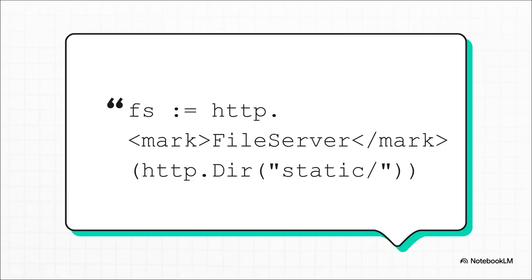And setting this up is, again, incredibly simple in Go. We create a file server that's literally our self-serve counter. Then we just point it to our storeroom, which is a folder we've called static. And boom, now any file inside that folder is available for visitors to just grab.